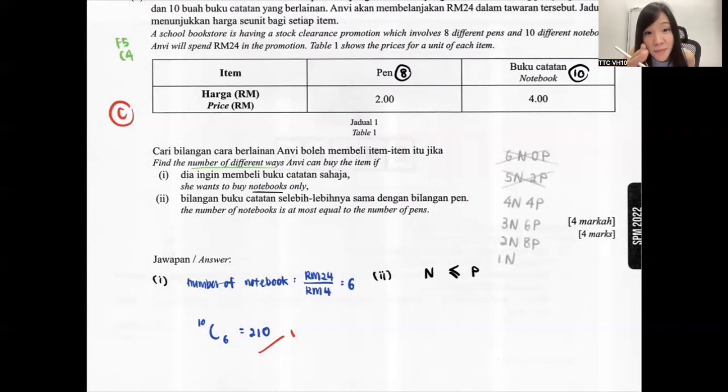I don't think can. Never mind, I do for you. You understand why. 1 notebook is 4 ringgit. 24 minus 4 ringgit is 20 ringgit. 20 ringgit divided by 2.